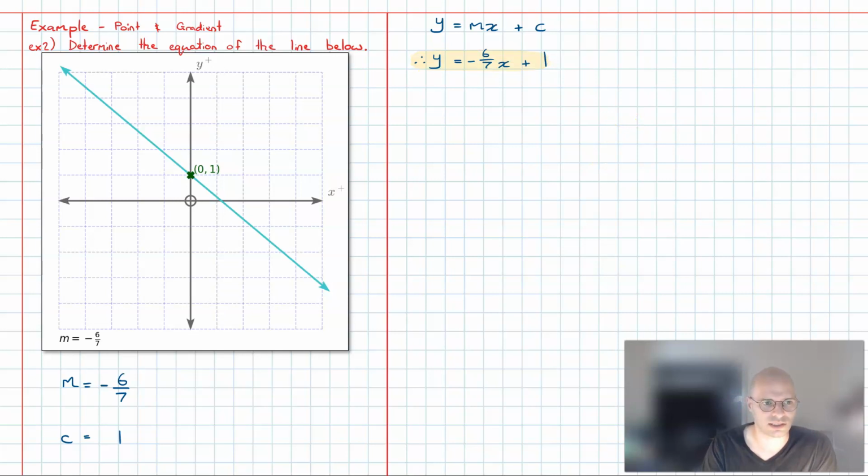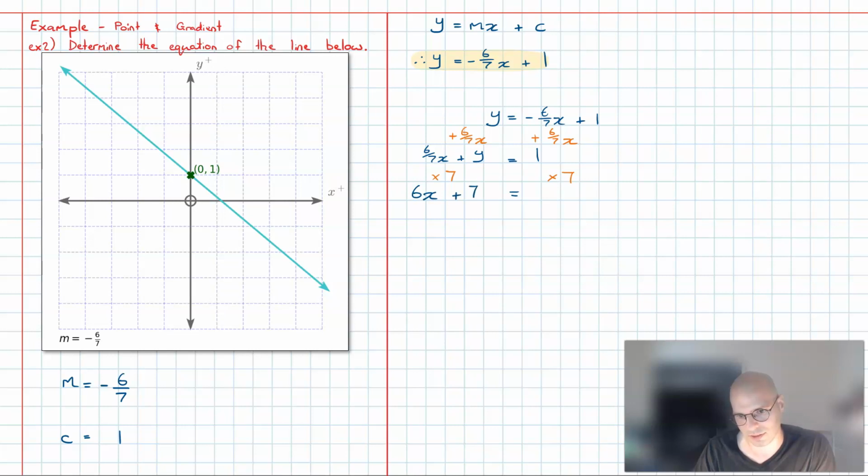Now representing this in general form, should we wish to, we can go y equals negative 6 over 7x plus 1. I rearrange by moving the x to the left hand side. So if it's negative 6 over 7, I'll simply add 6 over 7x to both sides. This yields 6 over 7x plus y is equal to 1. And I don't like the fraction, so I multiply all terms in the equation by 7, or in other words, I multiply both sides of the equation by 7. This will yield 6x plus 7y is all equal to 7. And here is my general form presented right here.